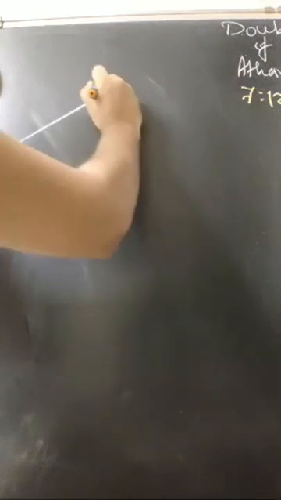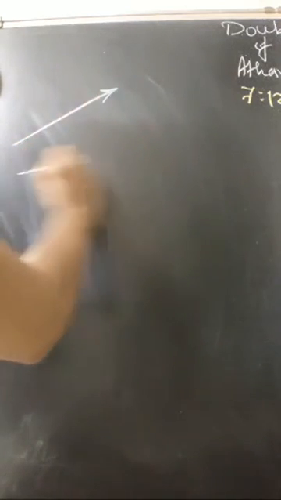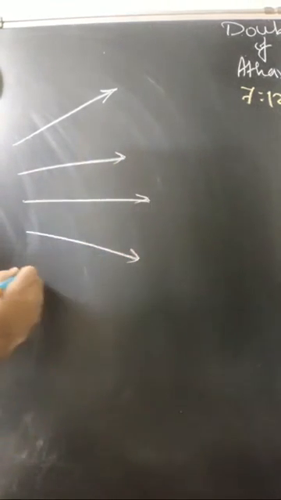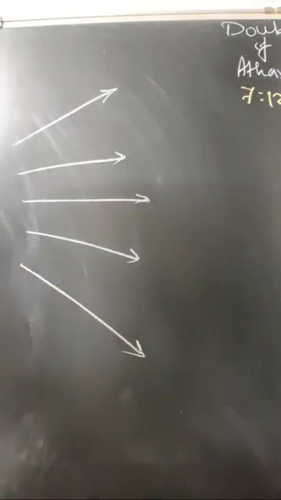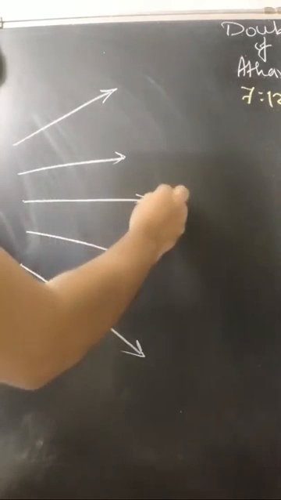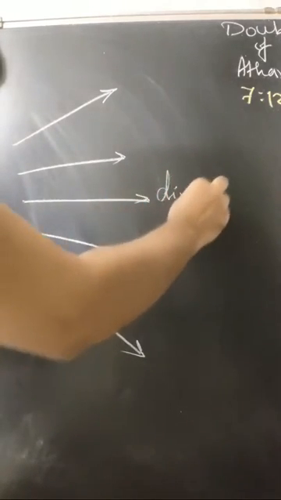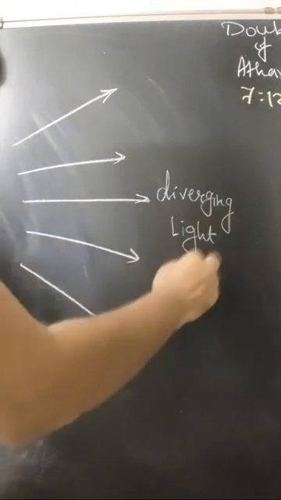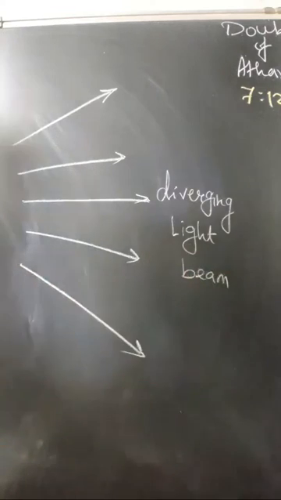Okay, so now I'm going to take the next example. Tell me, if I'm drawing light beams as such, what are these light beams called? These light beams are called, correct answer, diverging light beam.